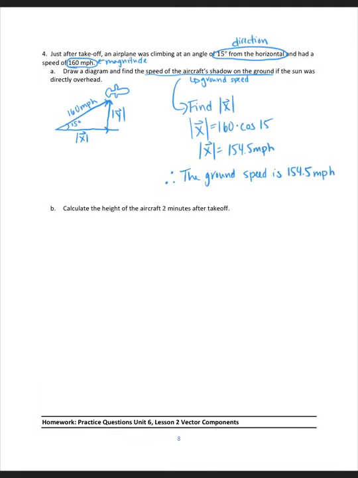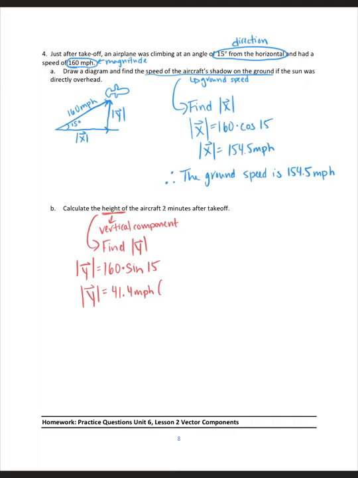Okay, last part here. Calculate the height of the aircraft 2 minutes after takeoff. So when they're asking us to find the height, we should be thinking about that vertical component. So this time we're going to find the vector of y. So we know to calculate our y vector, we're going to take our resultant vector, or that hypotenuse, and multiply it by the sine of our theta, which is 15. So the vertical speed is 41.4 miles per hour.